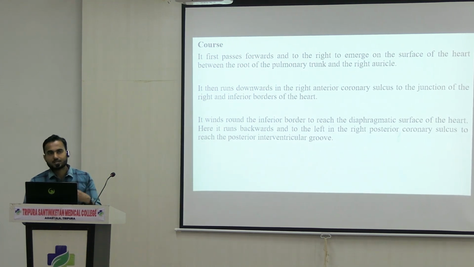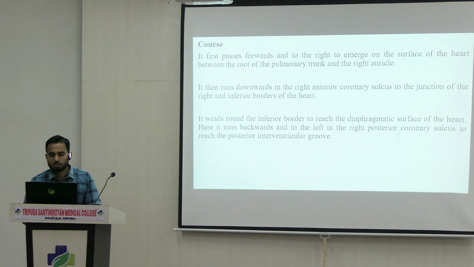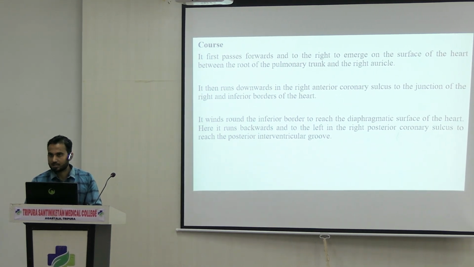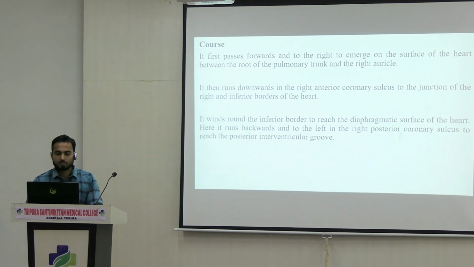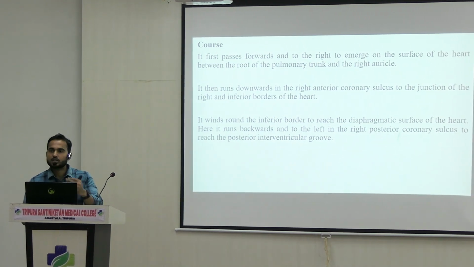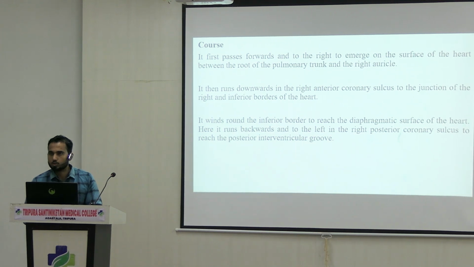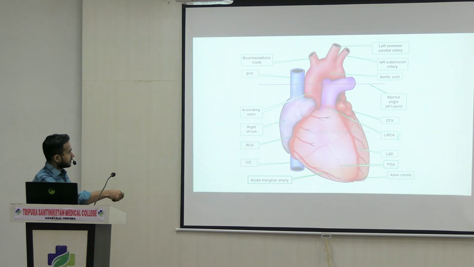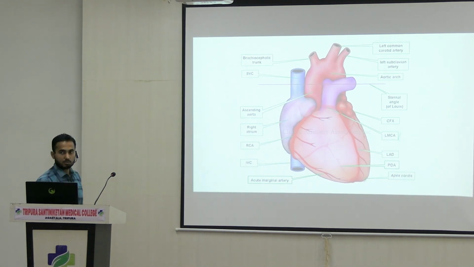Now, once reaching the diaphragmatic surface, it goes backwards and to the left on the right posterior coronary sulcus. Next, from there it will reach the posterior interventricular groove. Now in the posterior interventricular groove, here you can see the origin of the right coronary artery, and here you can see the left coronary artery.